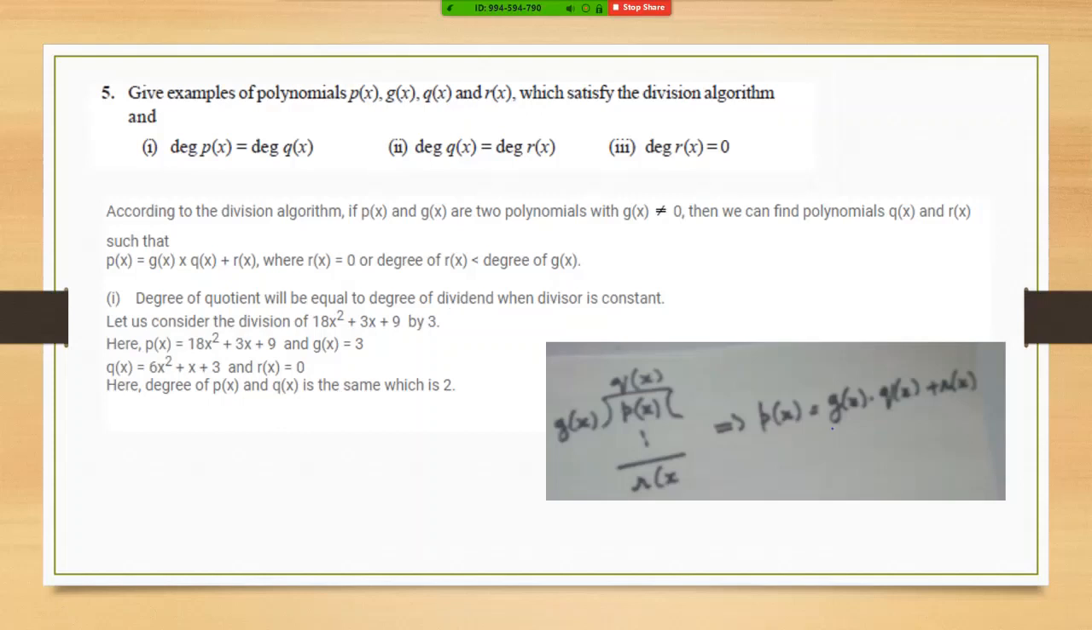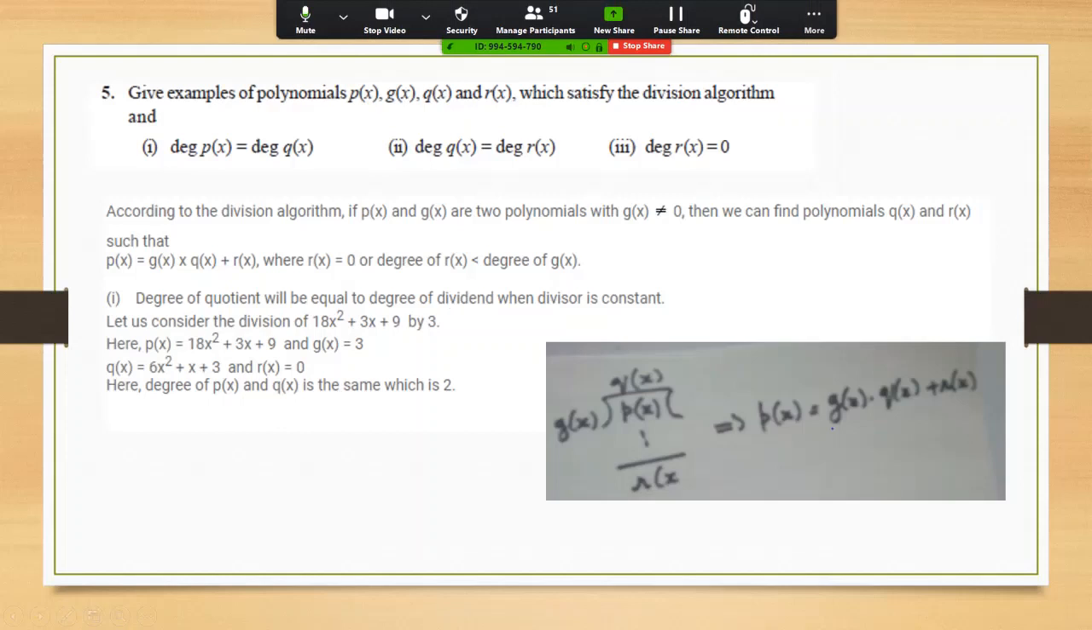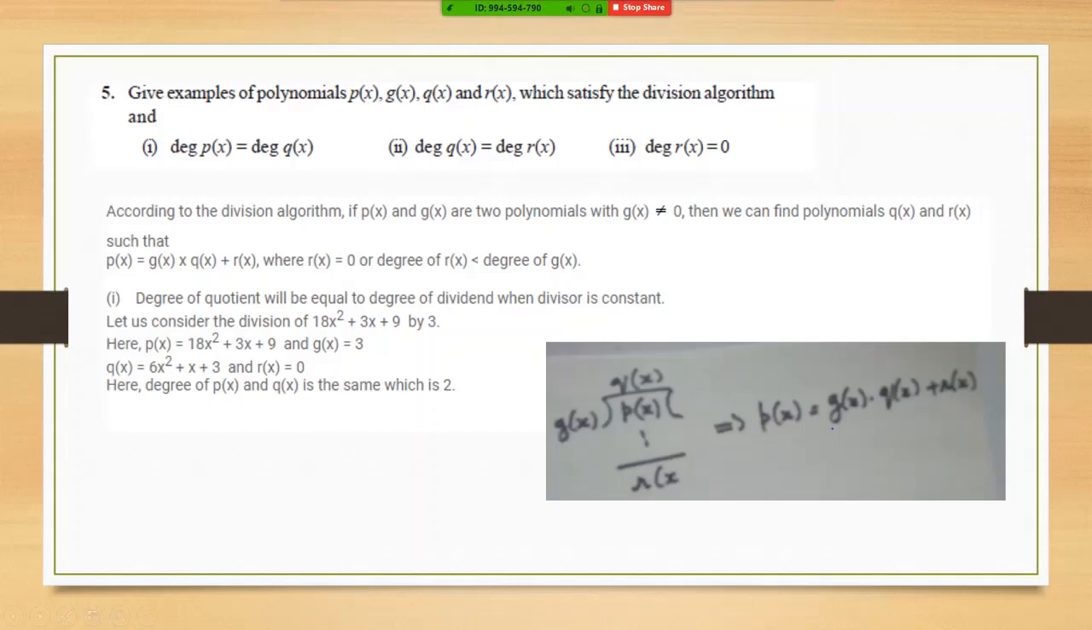Now again, I've kept this right in front of my eyes so that I know what is gx, what is px, what is qx, what is rx. They have said, give examples of polynomials for p wherein they satisfy the division algorithm. Degree of px is equal to degree of qx. What is my px? Dividend. What is my qx? Quotient. So how can quotient and dividend have the same degrees? It can only be possible if the divisor is a what? It's a constant term.